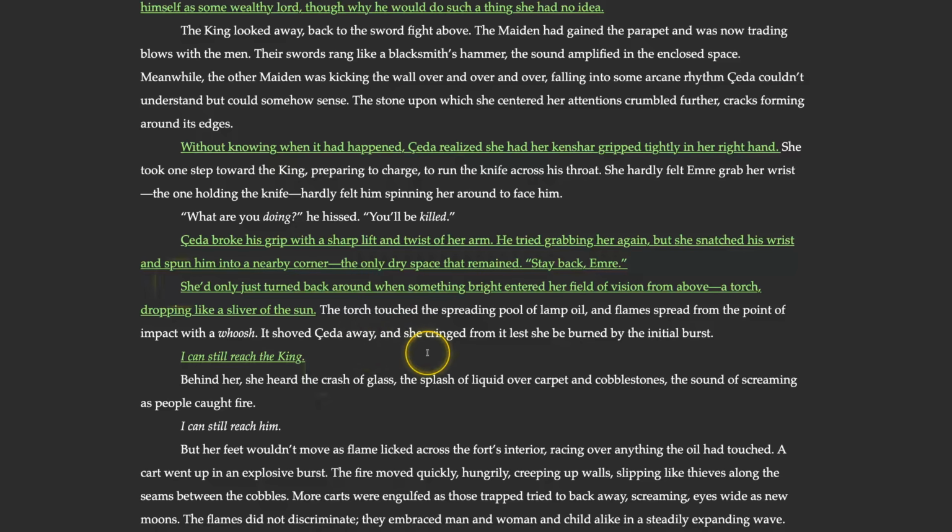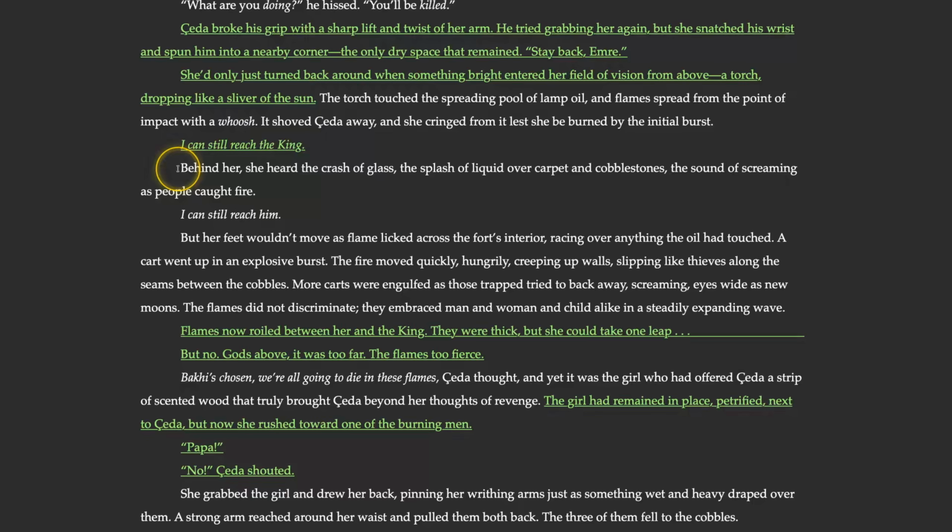And so even among that, even knowing what's going on, and even after the whoosh of the fire starting to spread, Cheta still wants to reach the king. I just want to paint this as a driving force behind so many of Cheta's actions in her life. And this is what helps do it, showing some of her interior monologue that makes it clear that she is very driven. So the fire starts to spread. People catch on fire, and she's still thinking, I can still reach him.